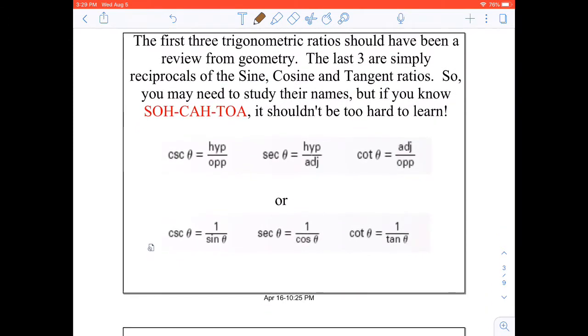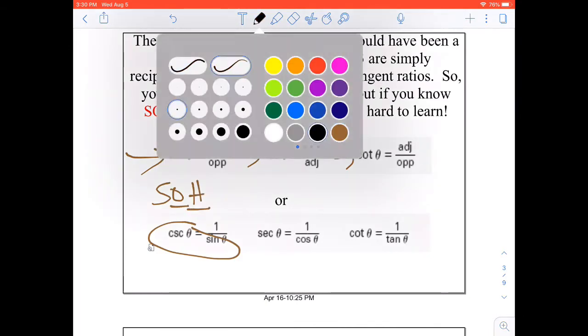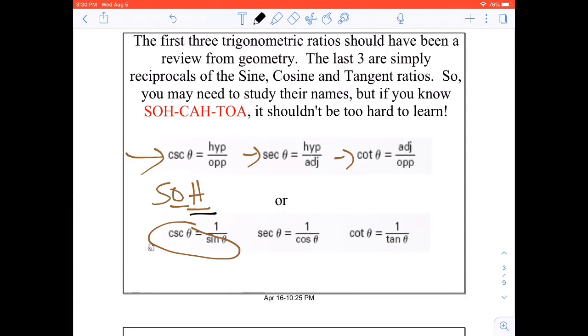All right, hopefully those are a review from geometry. And depending on your background, a reminder that there are 3 additional trig functions. I'll be frank, I don't really memorize this. I don't memorize that cosecant is hypotenuse over opposite. I know that the secant is the hypotenuse over the adjacent, and the cotangent, but that's 6 different things to remember. What I remember is that cosecant and sine are reciprocal pairs. So if I know that the sine is opposite over the hypotenuse, then I know that the cosecant is hypotenuse over opposite.